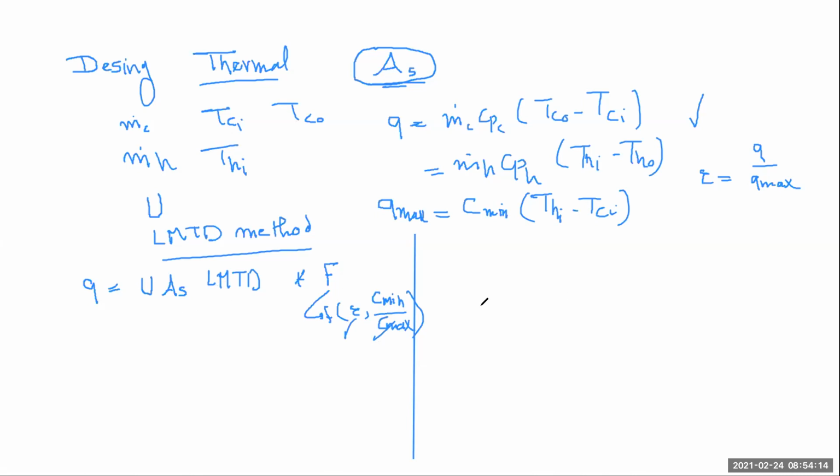The log mean temperature difference is basically, if I'm going to consider that I have this kind of arrangement in a heat exchanger, where this is T hot in, T hot out, T cold in, T cold out, then we have, let's call it delta T1, T hot in minus T cold out.